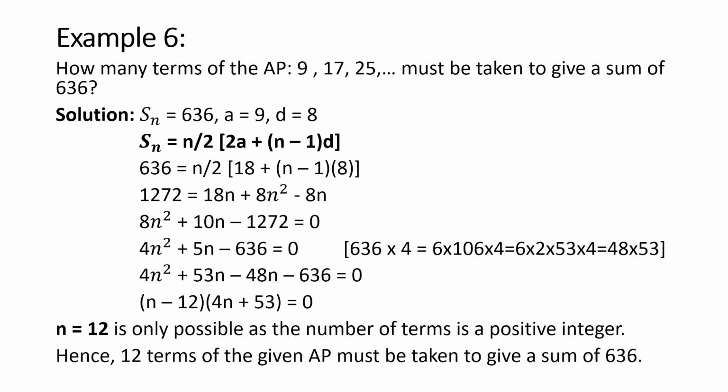So we will now have a quadratic equation for n. The quadratic equation reduces to 4n square plus 5n minus 636. We factorize it, which gives the factors as n minus 12 and 4n plus 53 is equal to 0. Equating the factors to 0, we get n is equal to 12 or n is equal to minus 53 by 4. But we know that n is equal to 12 is the only possible answer because the number of terms is always a positive integer. Hence 12 terms of the AP must be taken to give a sum of 636.